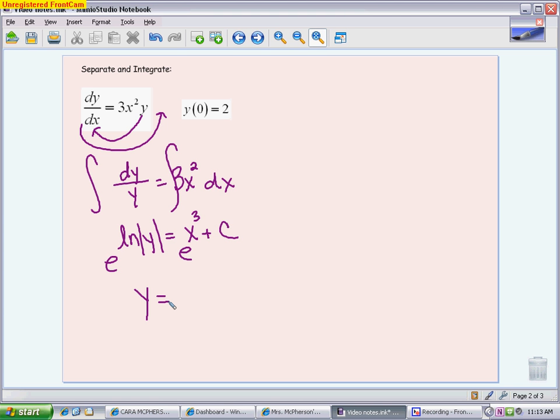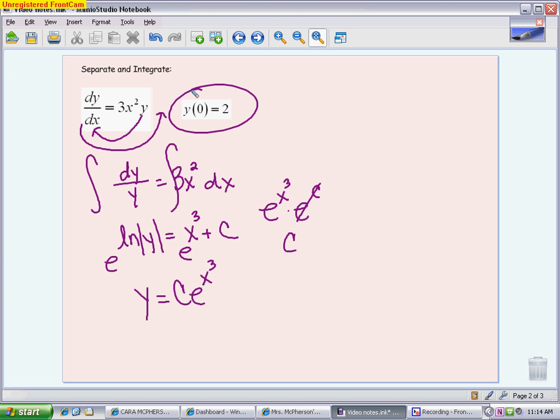The other thing that you're going to see, and we did this in class with exponent rules, is that this is the same as e to the x cubed times e to the c, and e to the c is just a fancy way of saying another constant. So you end up with c e to the x cubed. We actually did this exact one in class. The difference is this one takes it one step further because it wants you to find the particular solution.